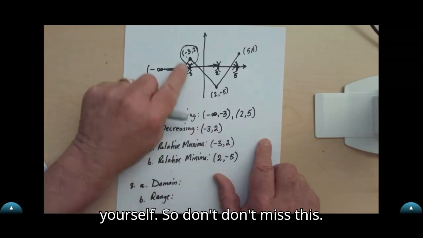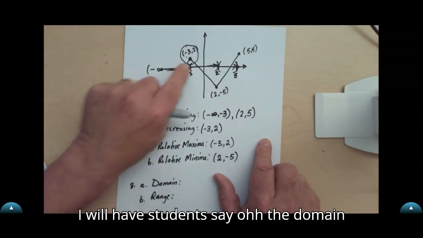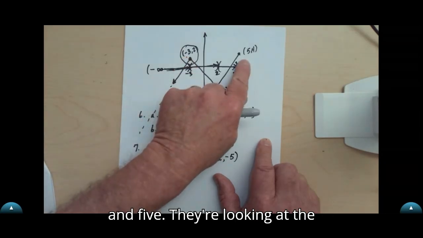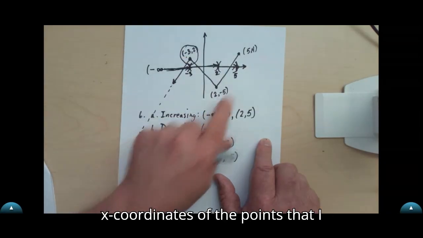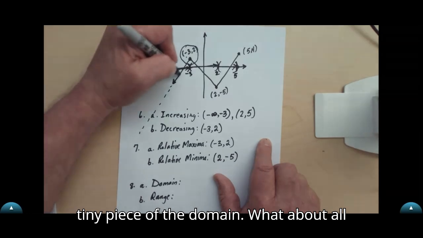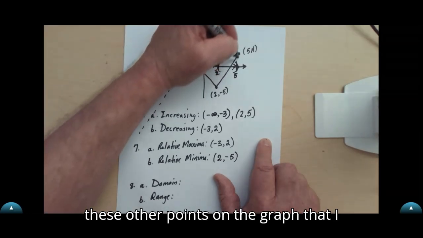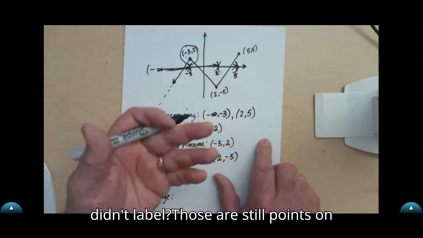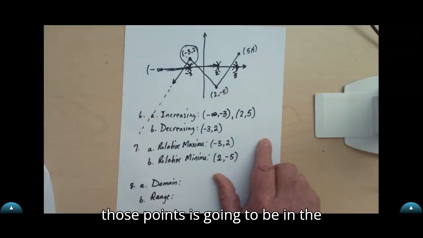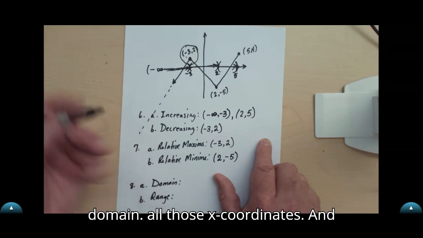So don't miss this. I will have students say, oh, the domain is the set of numbers -3, 2, and 5. They're looking at the x coordinates of the points that I marked. The problem is that's a tiny piece of the domain. What about all these other points on the graph that I didn't label? Those are still points on the graph, and the x coordinate of all those points is going to be in the domain, all those x coordinates.